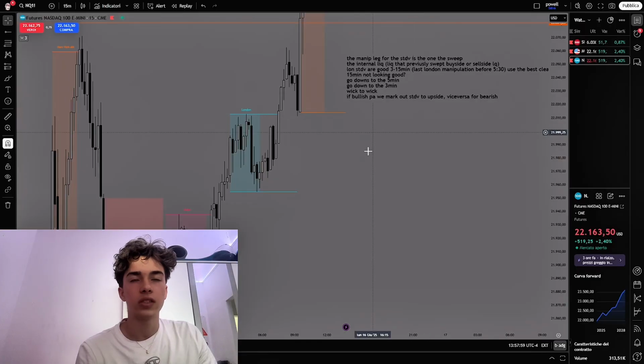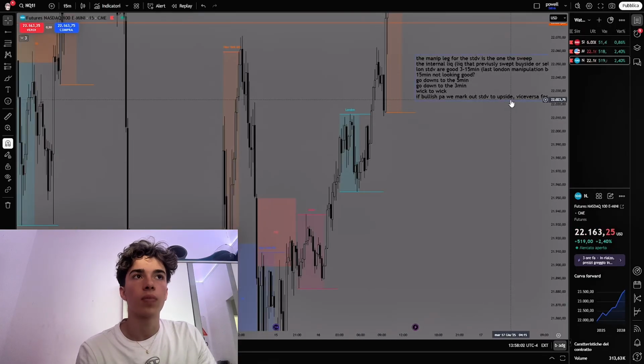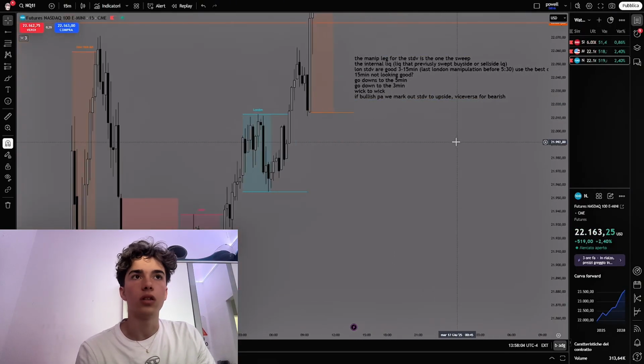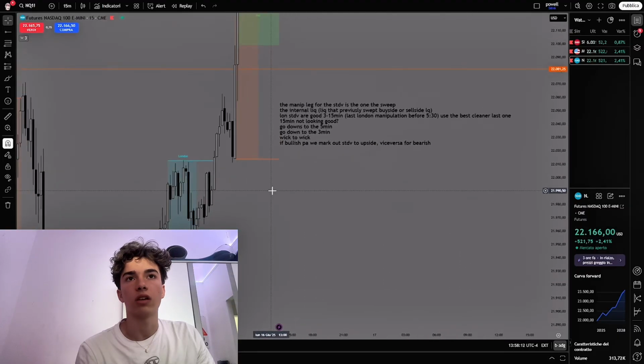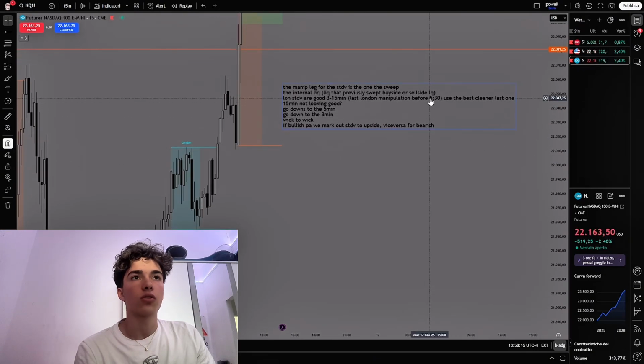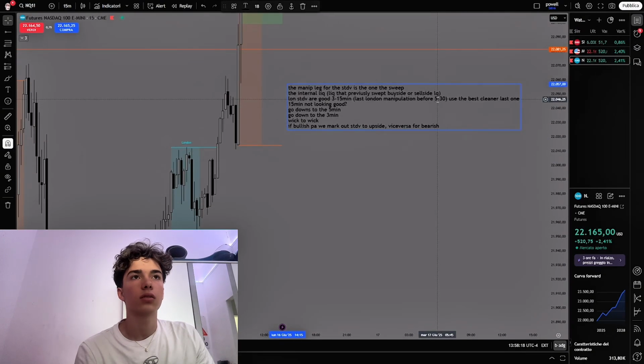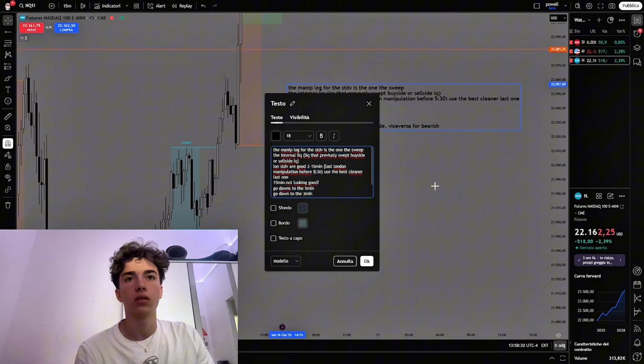And if the price action is bullish, we mark out the SDV to the upside, and vice versa for the bearish price action. Sorry, this is before 6, but yeah, whatever.